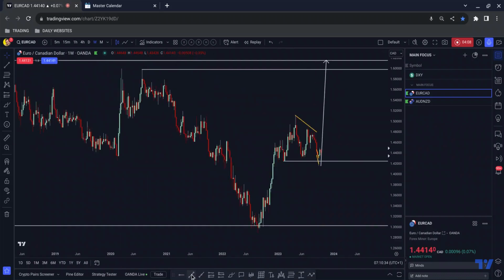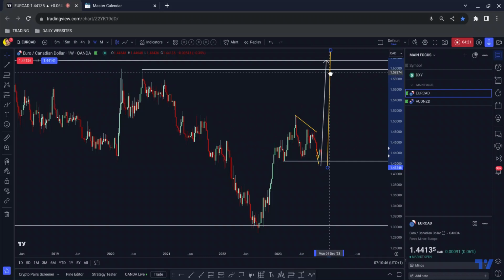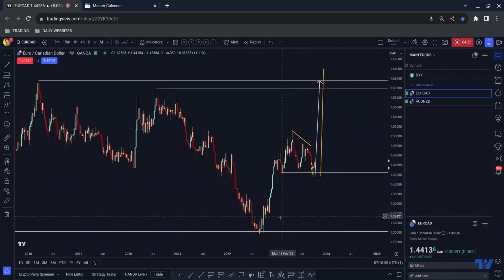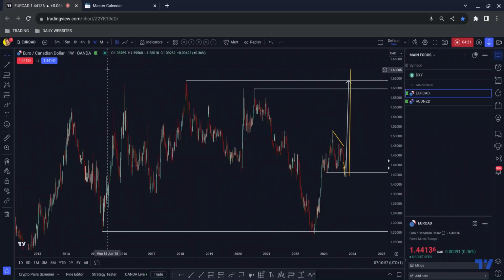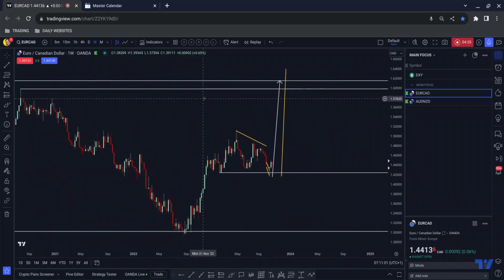And just to touch on it quickly, what we typically do when we have these impulse correction continuations is measure the initial impulse, and then often the impulse out of the correction will be of a similar length to the preceding impulse. So if that was to occur, that would take us up to here as well. So that all makes sense. I'm trying to build a picture, a story which actually makes sense.